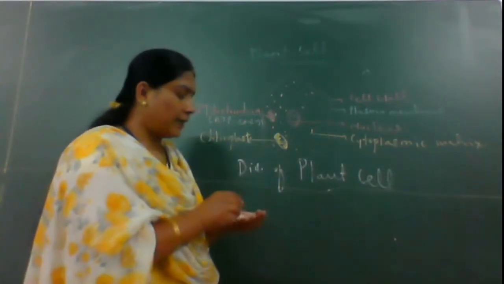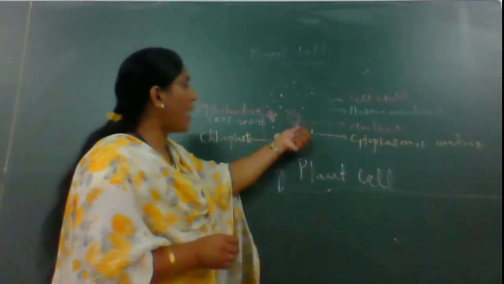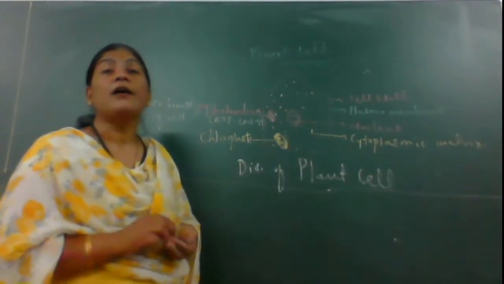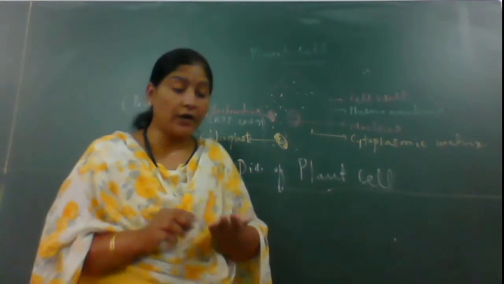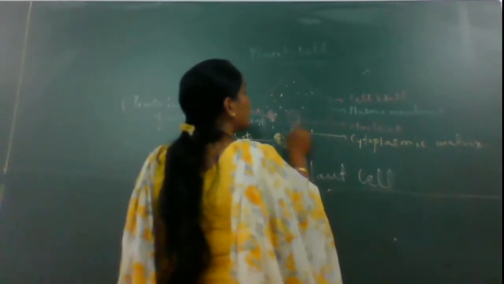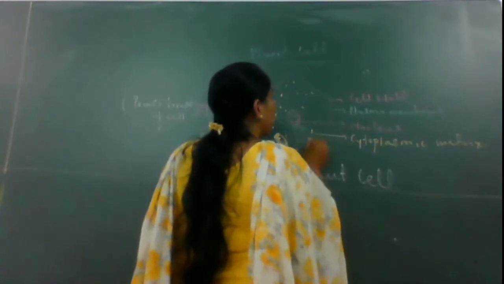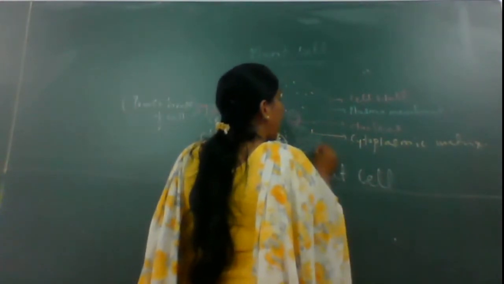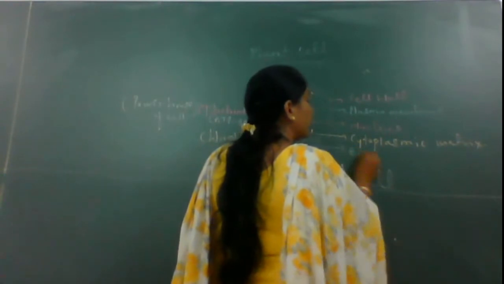After that, from the nuclear part to the plasma membrane, there is a network-like structure that we call the endoplasmic reticulum.